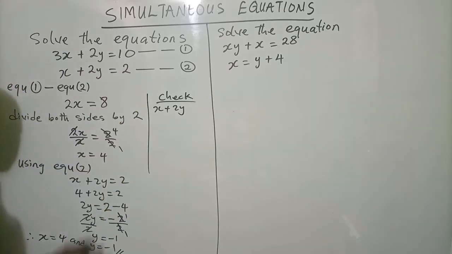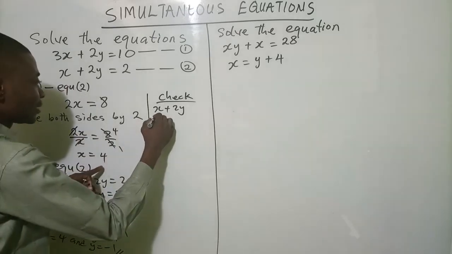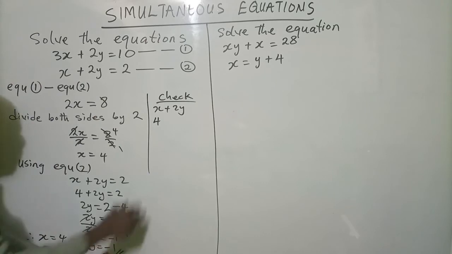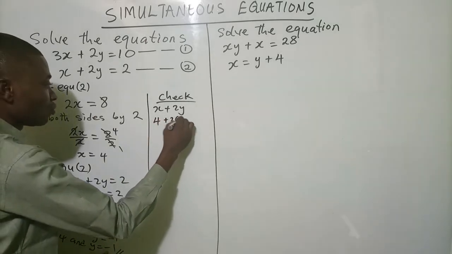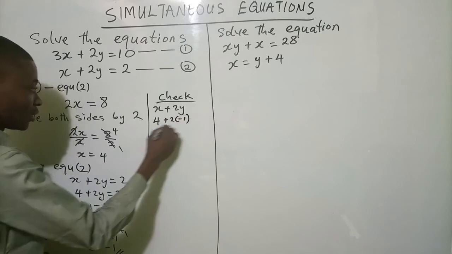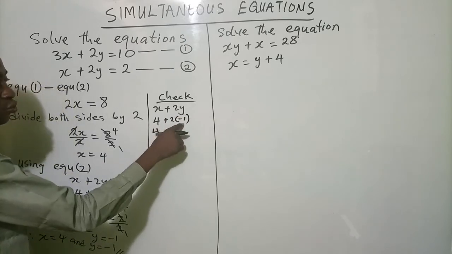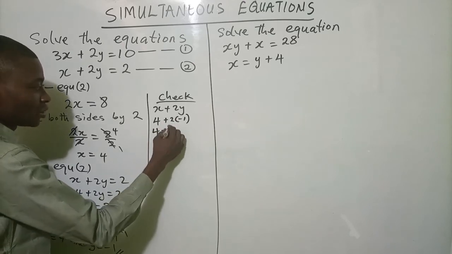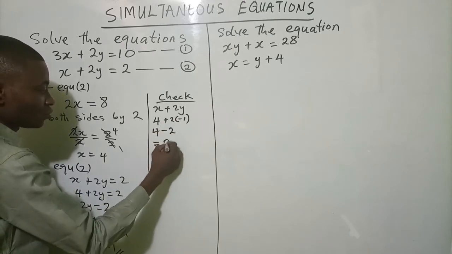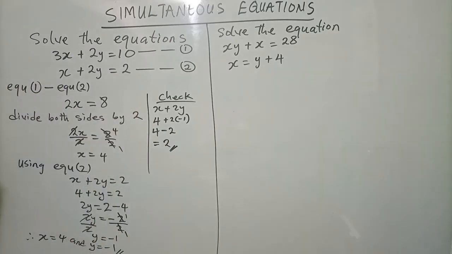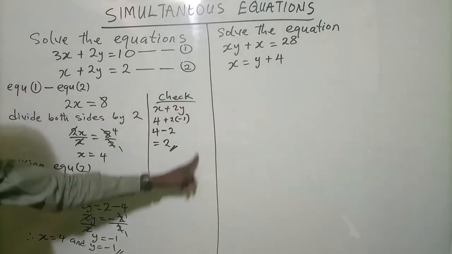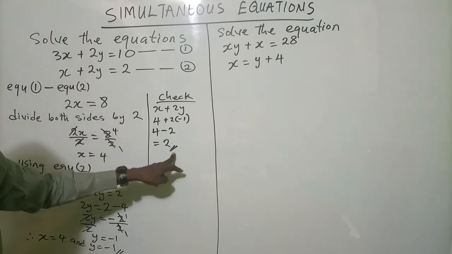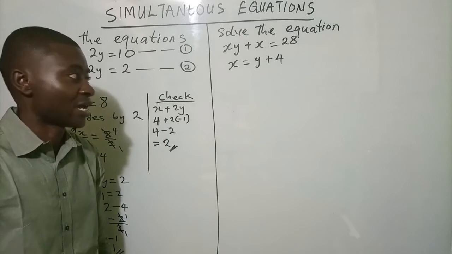So let's check now. What is the value of x? x is 4. We solved x is 4. And what is the value of y? y is minus 1. So 4 plus 2 bracket minus 1. This plus 2, you multiply. Plus times minus is minus. 2 times 1 is 2. So 4 minus 2 is 2. Meaning our answer is correct. So please always do this. When you solve questions on simultaneous equations, always try to check to see if your answer is actually correct.